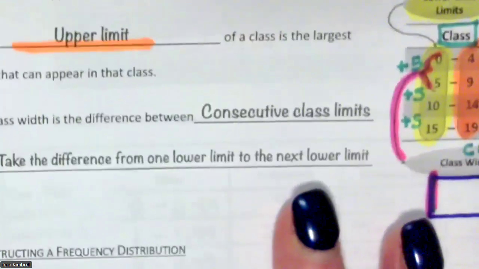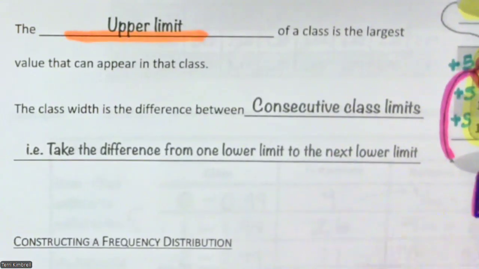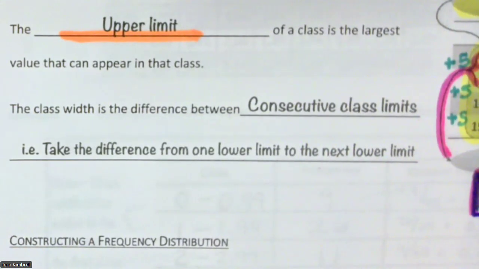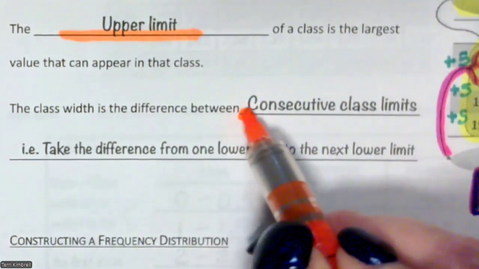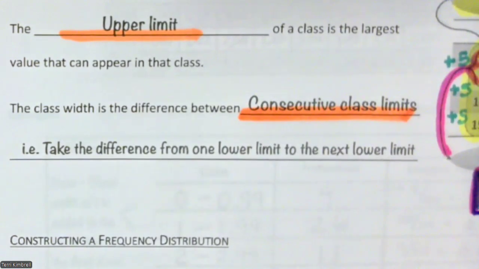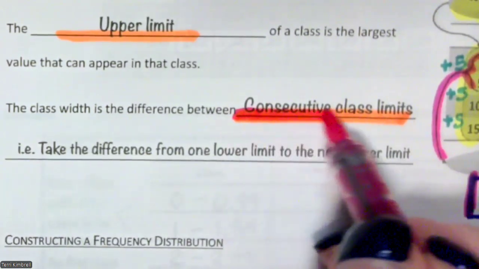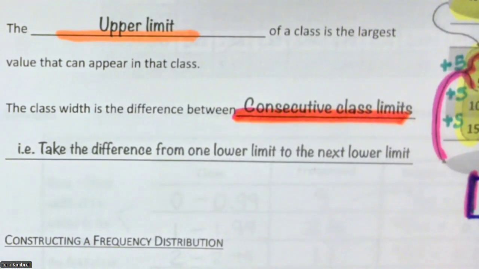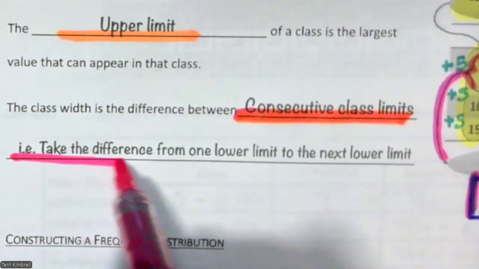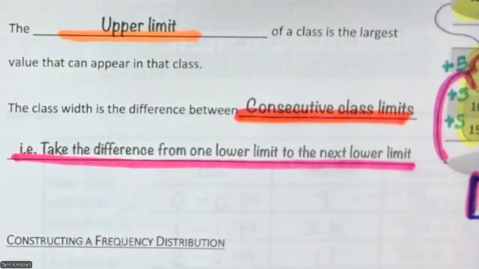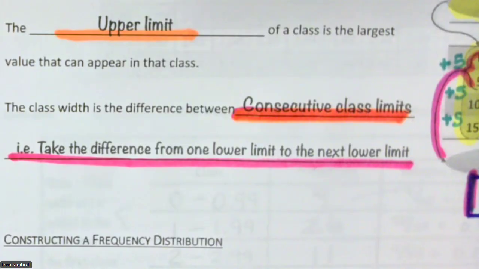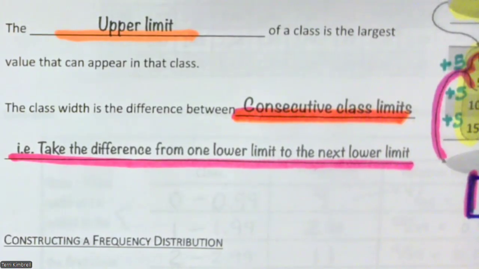Okay, going to the next part. When you are looking at your class width, it is the difference between the consecutive class limits. So it's the difference between those limits. So you can take the difference from one lower limit to the next lower limit. So you can subtract, or you can ask yourself, what do you add to get to the next one?